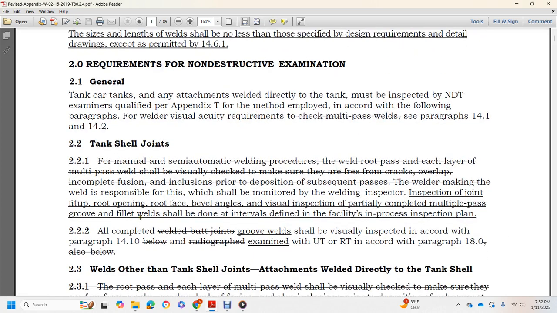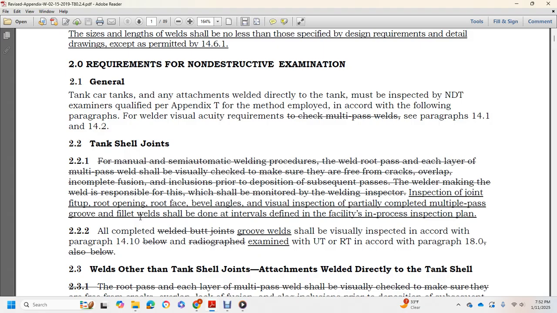Tank shell joints for manual and semi-automatic welding processes, starting with the root pass. Each layer of a multi-pass weld should be visually checked to make sure it is free from cracks, overlaps, incomplete fusion, and slag inclusions prior to deposition of subsequent passes. The welder making the weld is responsible for this, and it shall be monitored by the welding inspector.